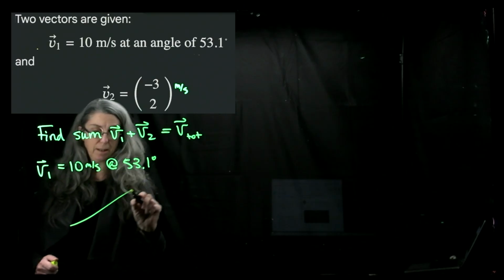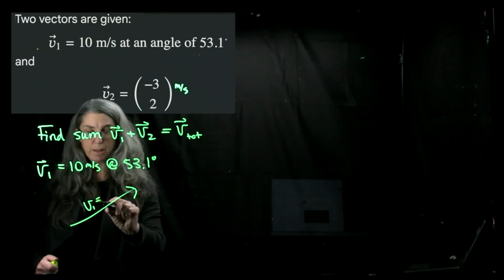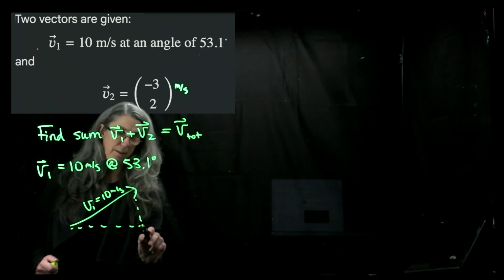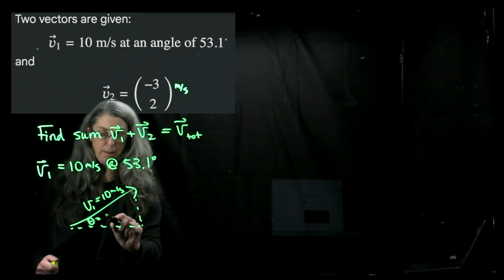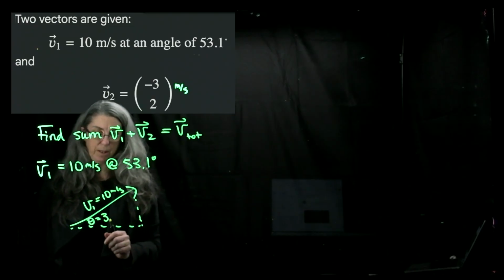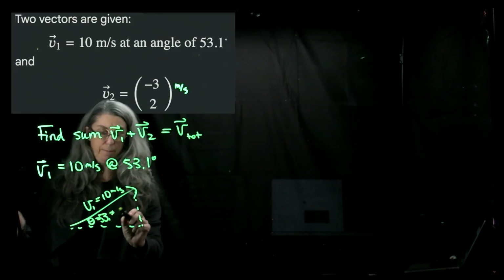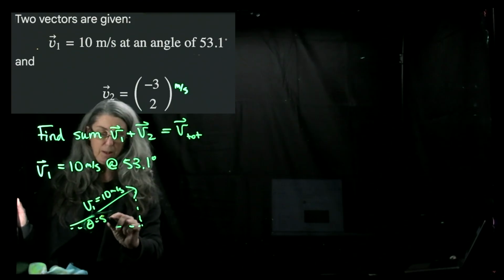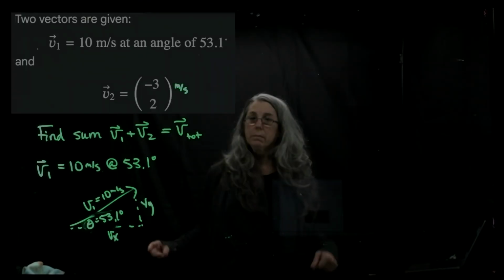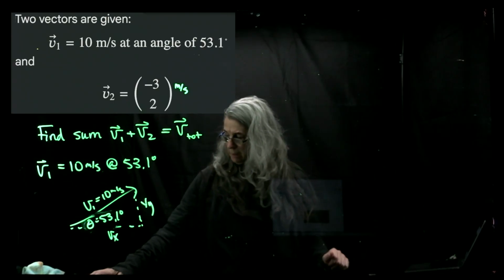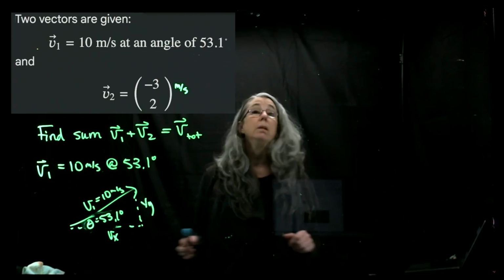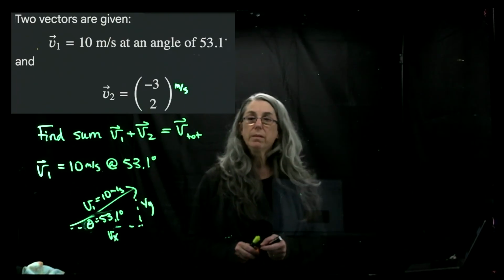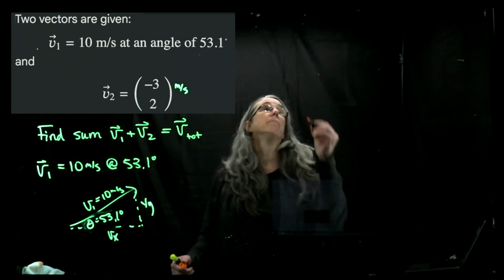Just to make a sketch of that, so that is our V1 is 10, and I want to find the components where that theta is equal to 53.1. I'm having trouble writing today. Theta is 53.1 degrees. So let's find the components of V1 so that we can add it.